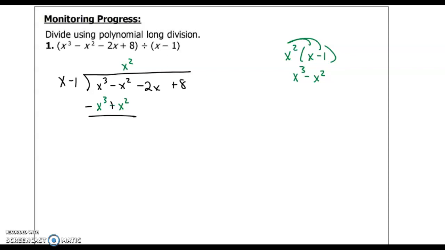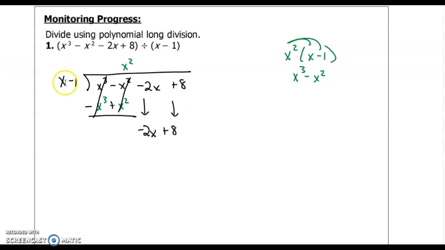So x cubed minus x cubed makes 0. Negative x squared plus x squared also happens to make 0. So now we're just ready to bring down the negative 2x, and then we should also go ahead and bring down the 8 just because we're going to need it, because if you look ahead, when we multiply to get this to be negative 2x, we're going to have another term over here.